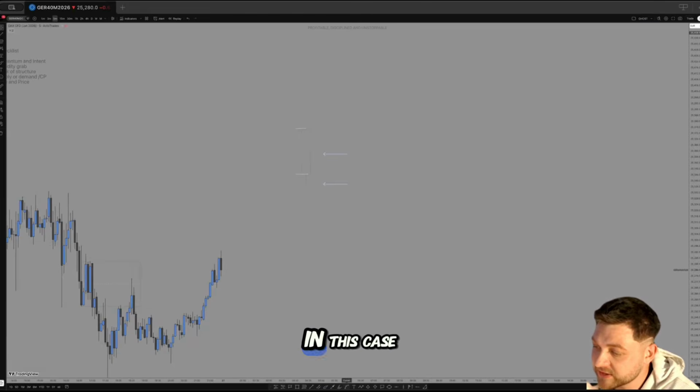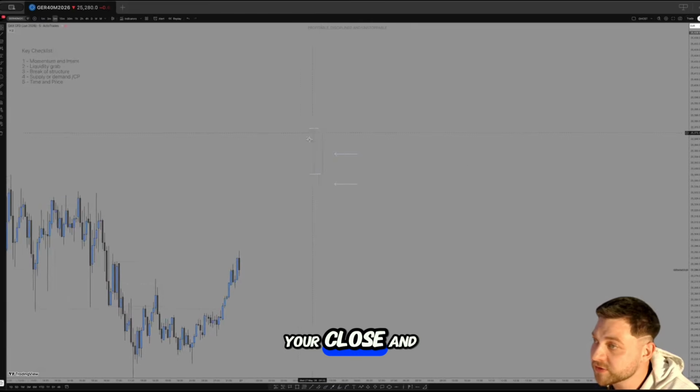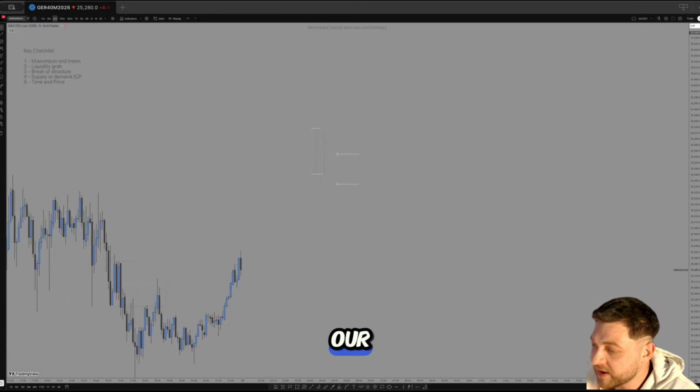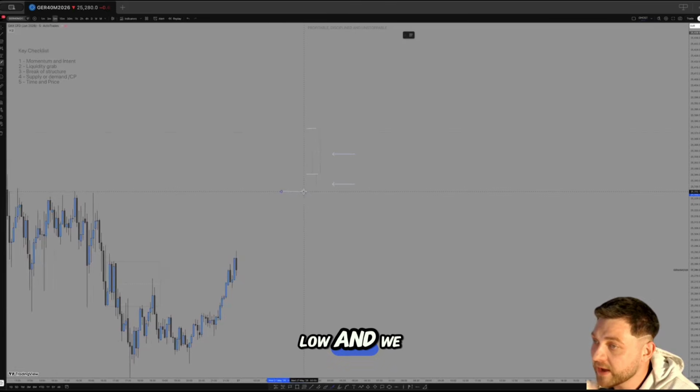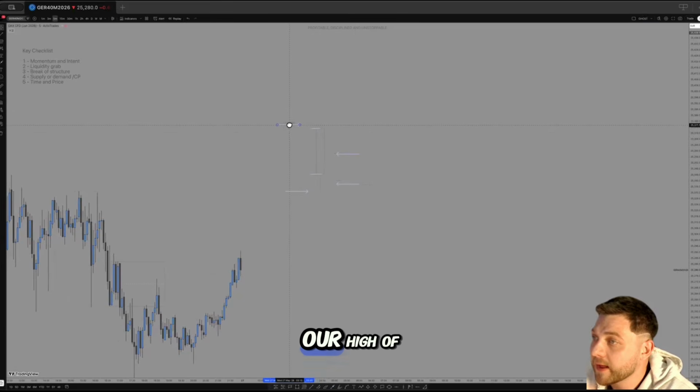If it's bullish, and in this case it is bullish, this will be your open. This will be your close. And then we have our low and we have our high of this candle, right?